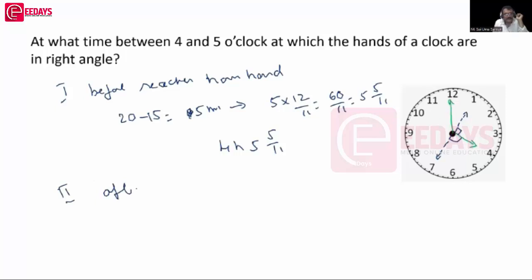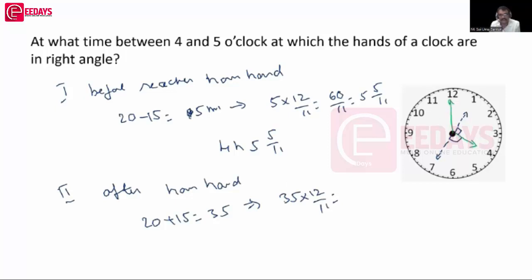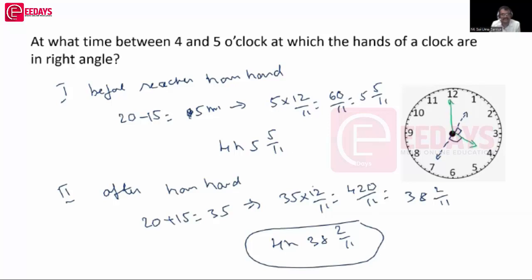Second case, after the hour hand. Here we have 20 plus 15, right? So 20 plus 15 is equal to 35 minutes apart. So for 35 minutes apart, that is 35 into 12 by 11. So 35 into 12 is 420 by 11. What is 420 by 11? 3 times 33 is 99, so 38, 2 by 11. So what is the answer? 4 hours, 38, 2 by 11 minutes. This is the end of the round. So for 90 degrees apart, the interval has 2 cases: one from 5 minutes and one from 15 minutes. Here 20 minus 15 in one case, and 20 plus 15 in the other. That is the difference.